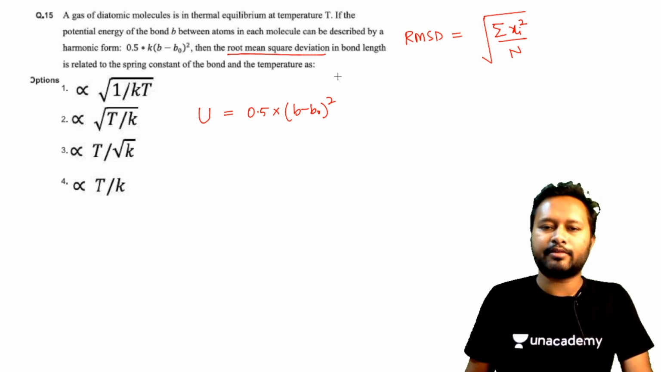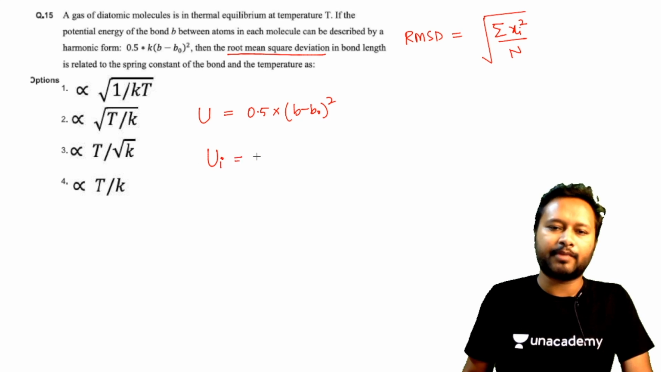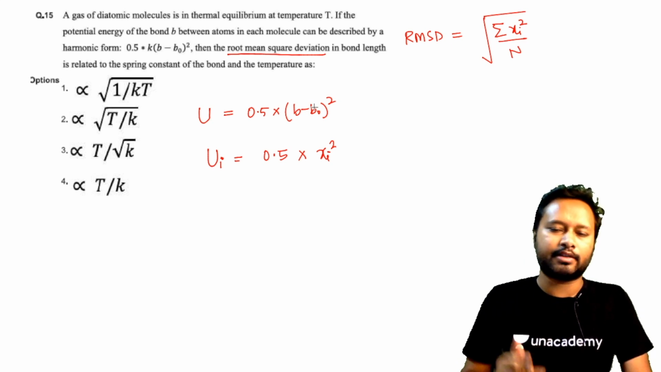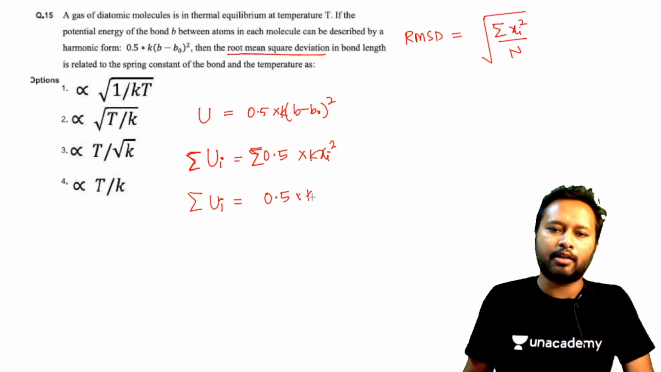Now I can convert this formula into this form as Ui is equal to 0.5 into xi square. I'm just trying to make the formula similar. This thing is nothing but the bond distance, so we can convert it into xi form. We have K also here, right? So let's keep this K. Here again we can put the sigma value. This sigma will not be applicable on K, so that can be taken outside. So I will have sigma Ui is equal to 0.5 into K and sigma xi square. That's what I'm going to get.